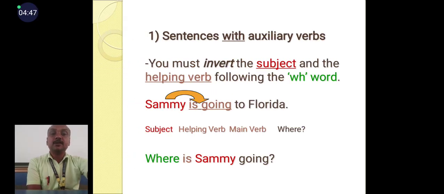Sentences with auxiliary verbs. We must invert the subject and helping verb after the WH word. Samay is going to Florida. Here Samay is the subject, is is the helping verb, and going is the main verb. Florida is where. If you frame a WH question with the question word where, the question will be, where is Samay going?